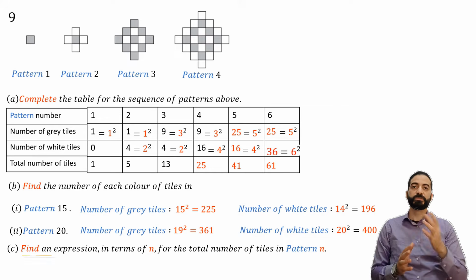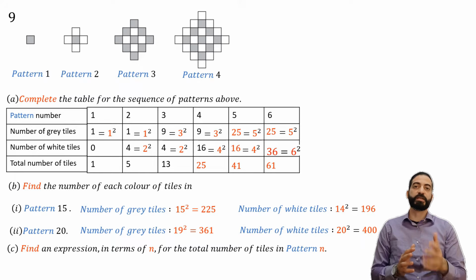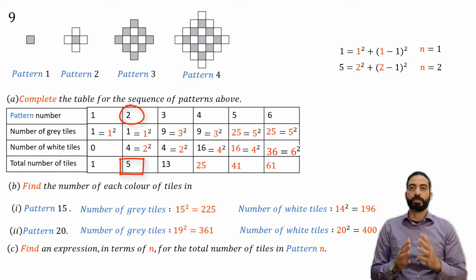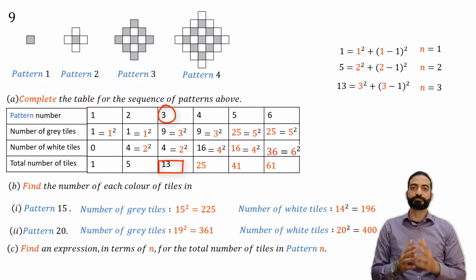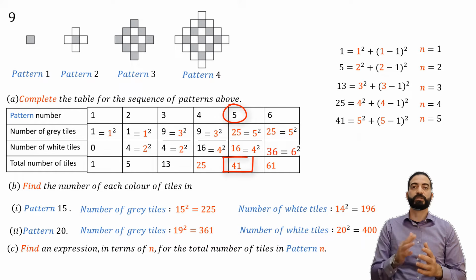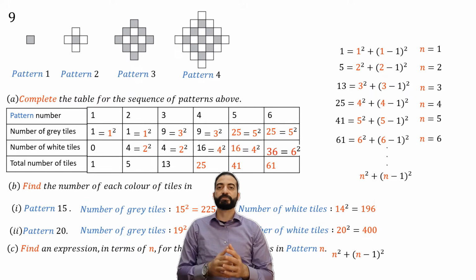We now move to part C. Find an expression in terms of n for the total number of tiles in pattern n. We notice that in the total number of tiles, when n equals 1, we have 1, when n equals 2, we have 5, when n equals 3, we have 13, when n equals 4, we have 25, and when n equals 5, we have a total of 41 tiles. So we get this figure: n squared plus (n minus 1) squared.